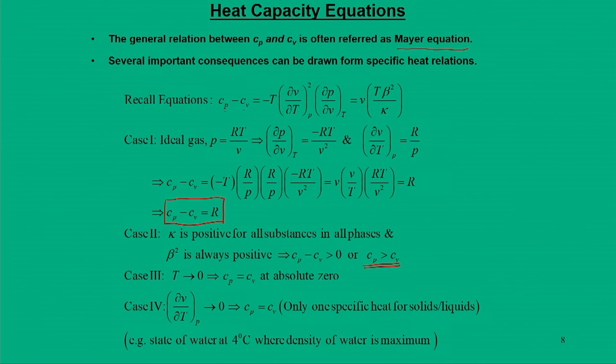And the last important inference, we can say that when dV by dT at constant P goes to 0, then only Cp will be equal to Cv. This is true for solids and liquids. Because of this reason we say Cp is equal to Cv. One simple example is water at 4 degree centigrade, where the density of water is maximum, and in that situation this term tends to 0. So, this is all about the difference between Cp and Cv.